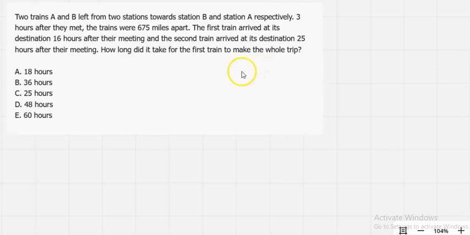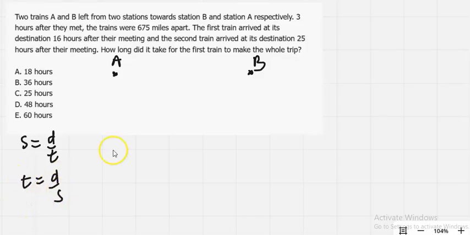So, in order to calculate the time it took the first train to make the whole trip, we need to find the distance between the stations. Let's say this is where station A is, and this is station B. From the formula, speed equals distance over time, time will be equal to distance over speed. So to get the answer, we divide the distance between stations A and B by the speed of train A.